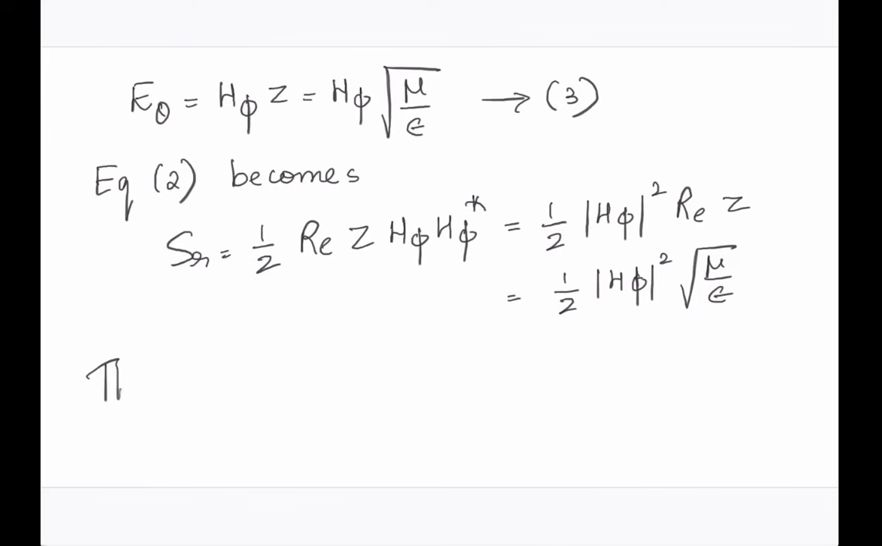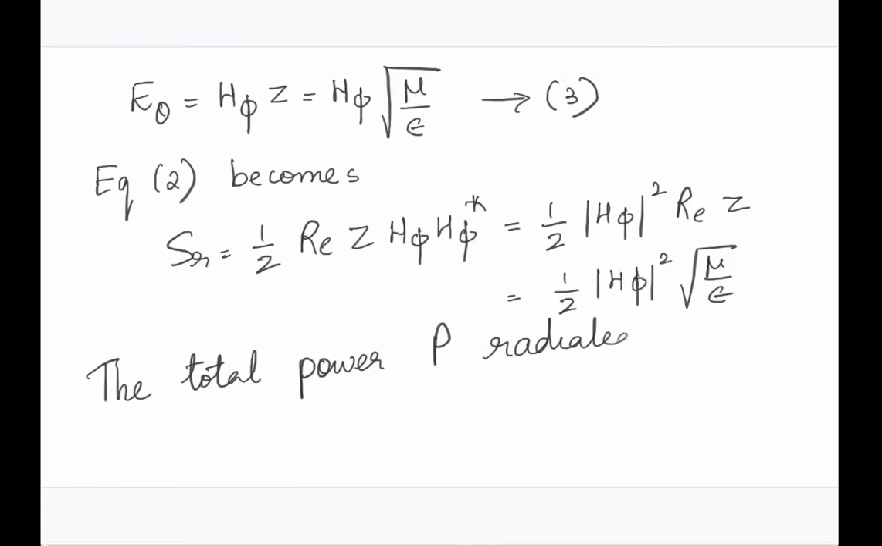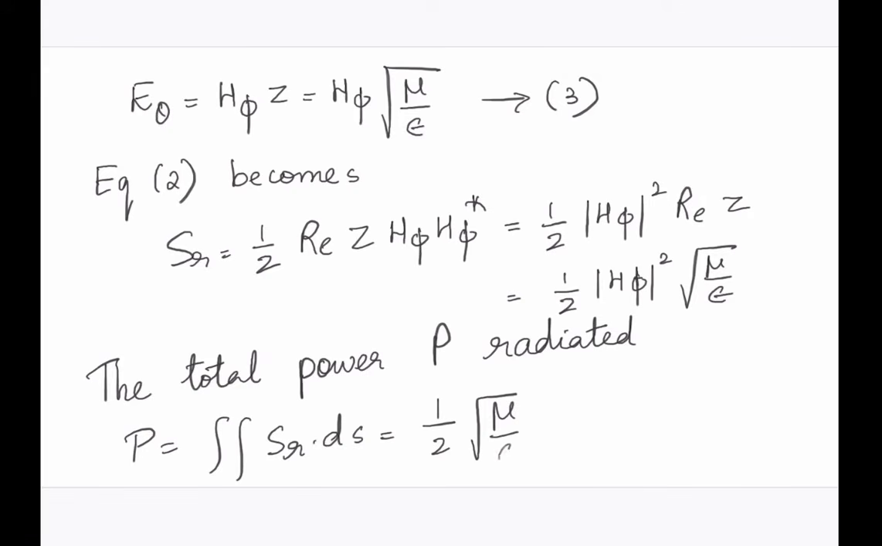Now we can also write the total power radiated P, given by the general formula, the double integral of S_R into dS. The double integral means varying with respect to theta and with respect to phi. Phi is varying from 0 to 2 pi and theta is varying from 0 to pi. So substitute S_R in the formula. This will be equal to 1 by 2 into root of mu by epsilon into the given formula, and also dS is equal to r squared sine theta d theta d phi.